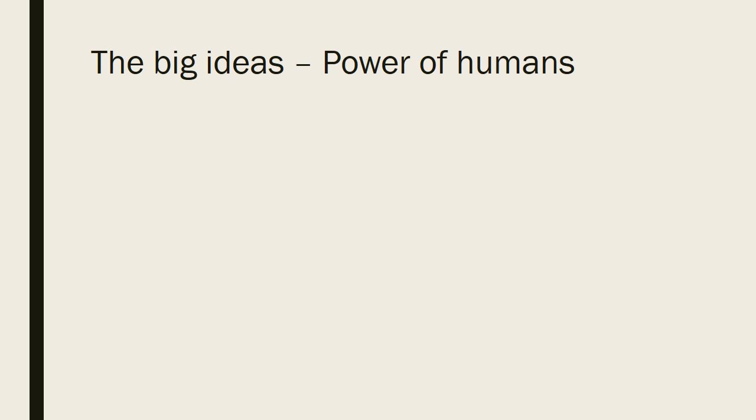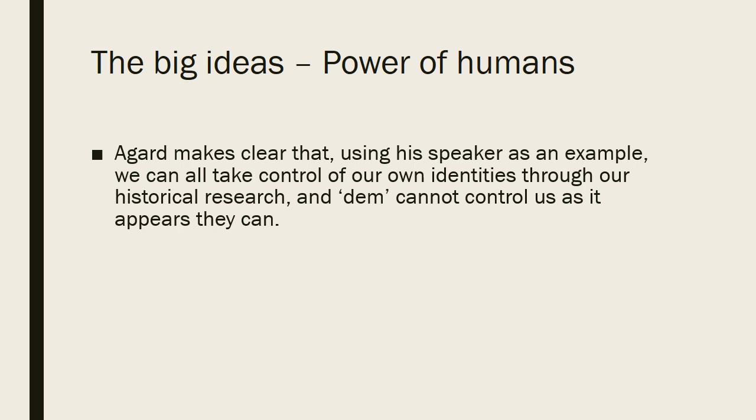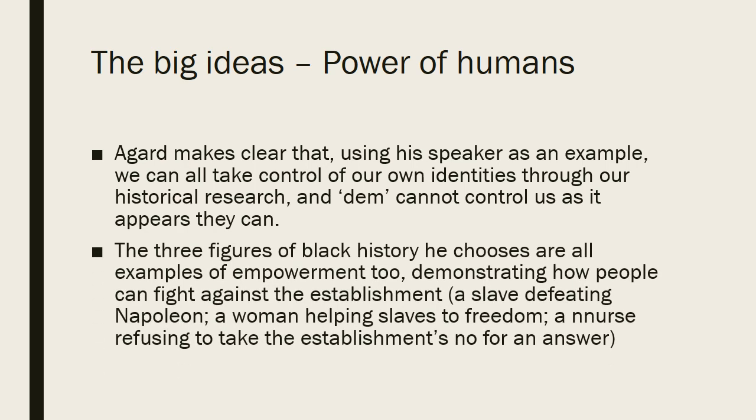And finally, we get the power of humanity. First of all, the sense he's telling us that identity is definitely a thing that you could be asked about. The idea that we have the power to take control of our own identity through our own research. That history is something we can do for ourselves, not just be taught by people in power. And therefore we cannot be controlled as it appears we can. The three figures of black history he chooses are examples of empowerment, and different examples of empowerment: fighting against the establishment, a slave defeating Napoleon, a woman helping slaves to freedom, and a nurse who refuses to take the establishment's no for an answer.